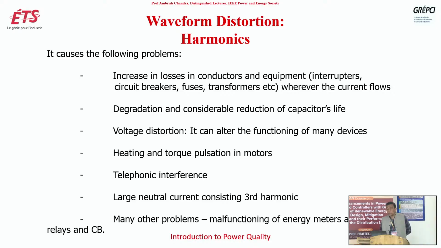And then large neutral current. Of course, we know that in a normal balanced system, if we have IA, IB, IC, the sum will be 0 because of Kirchhoff's current law, because they are 120 degrees apart, right, phase shifting. But if you have the zero sequence current, then they are in the same phase. So instead of cancelling each other, they will add up. So that's why the neutral current problem may be there.